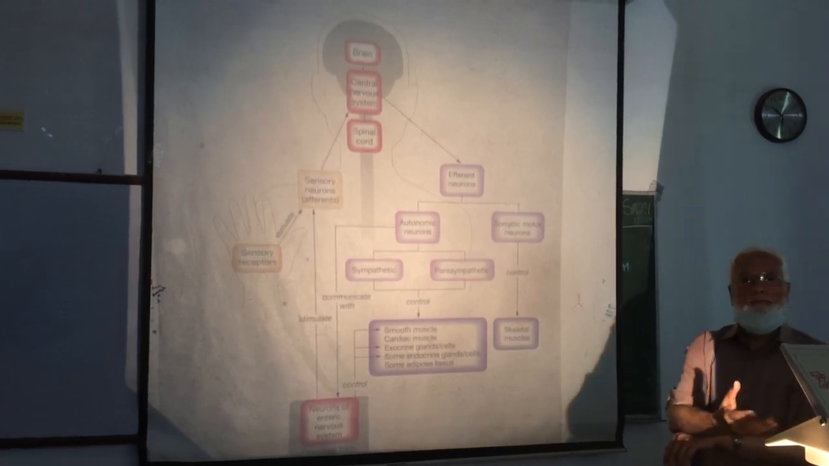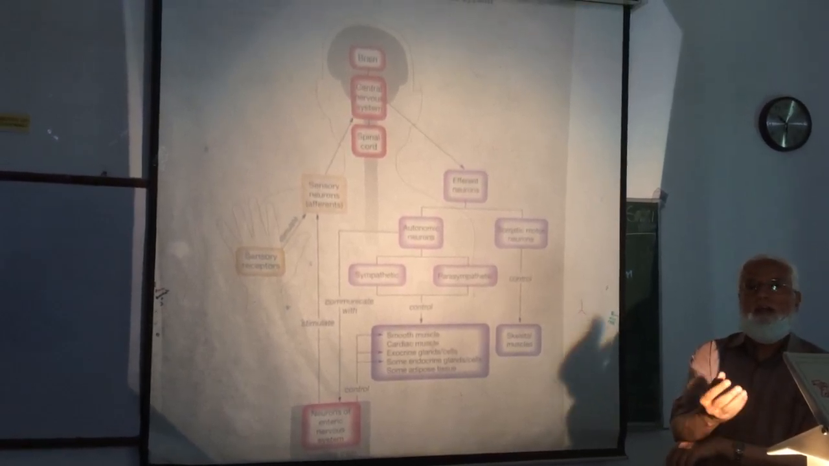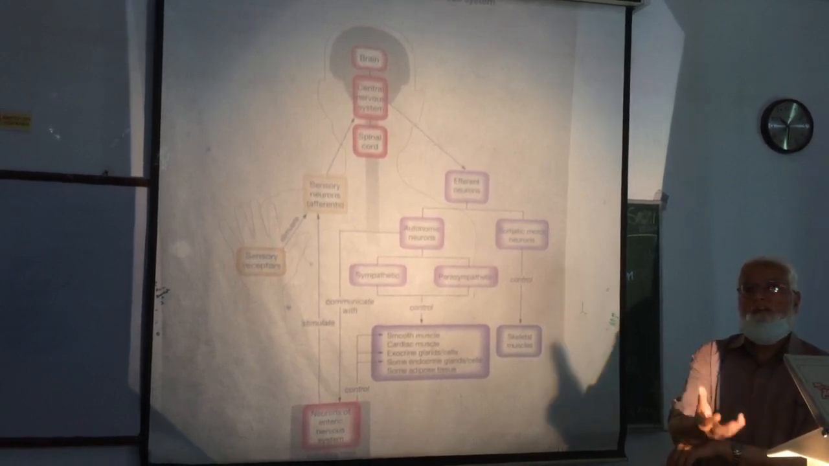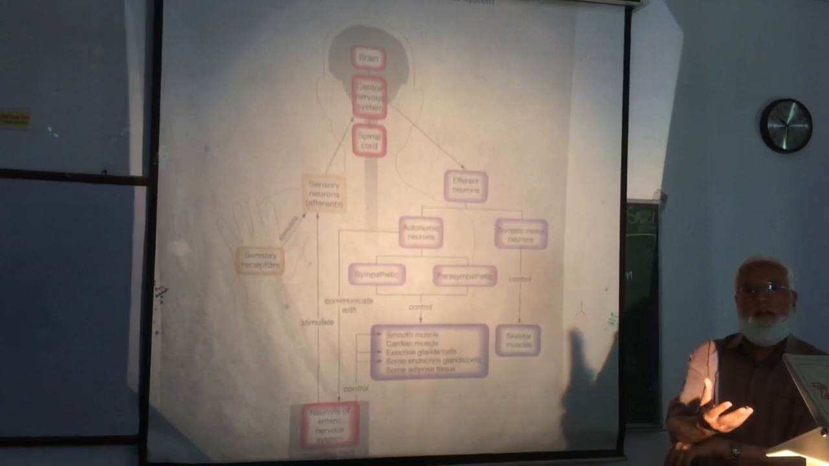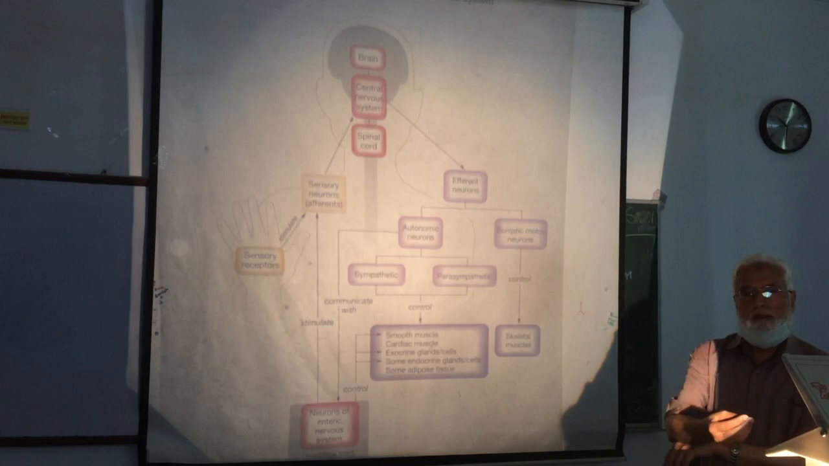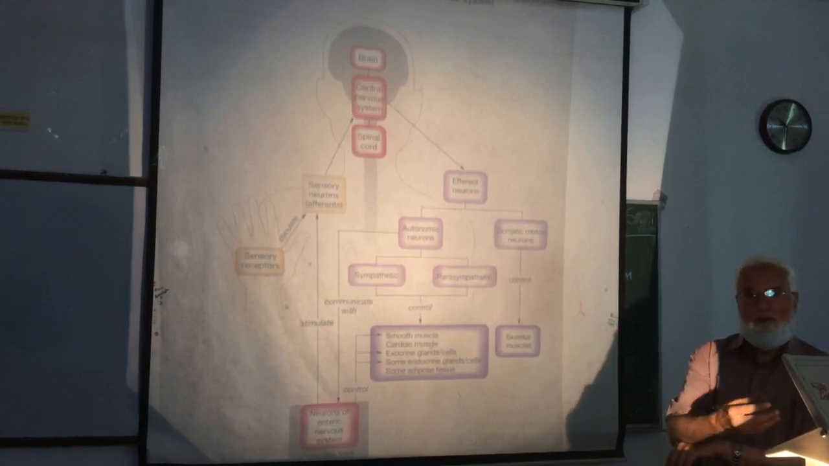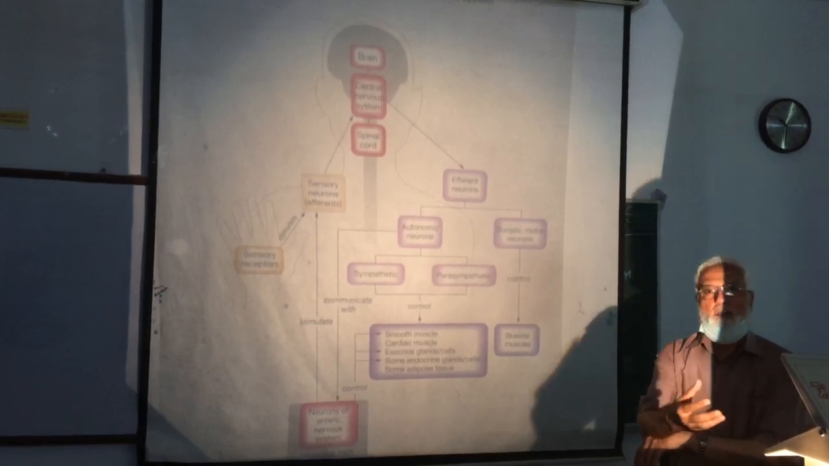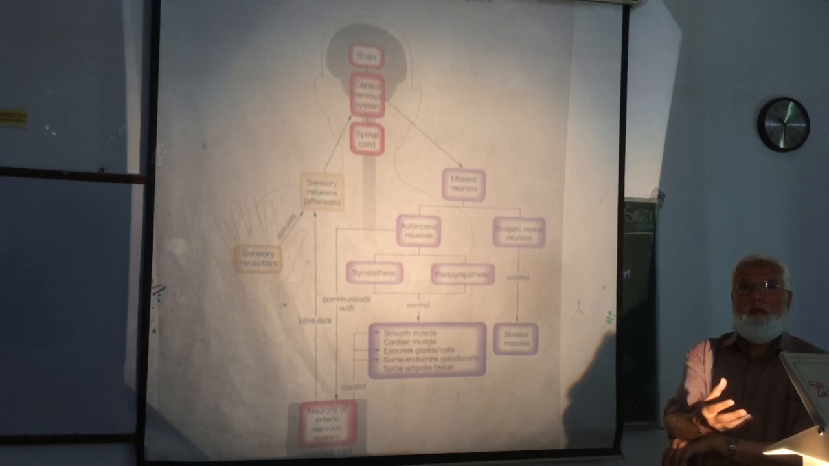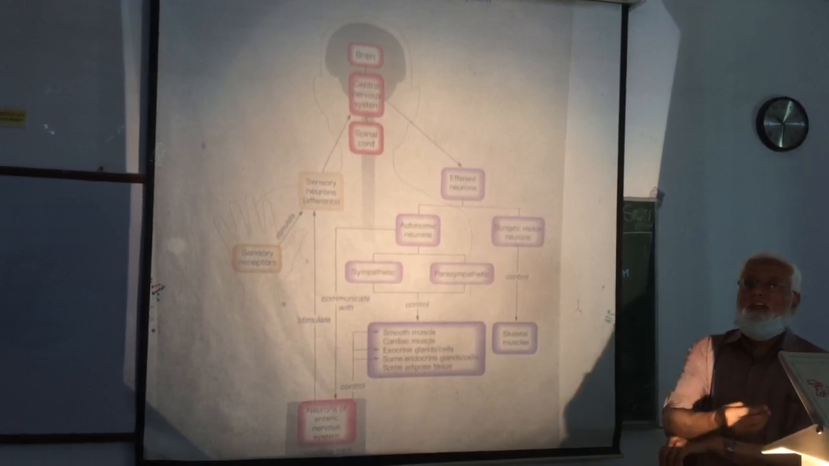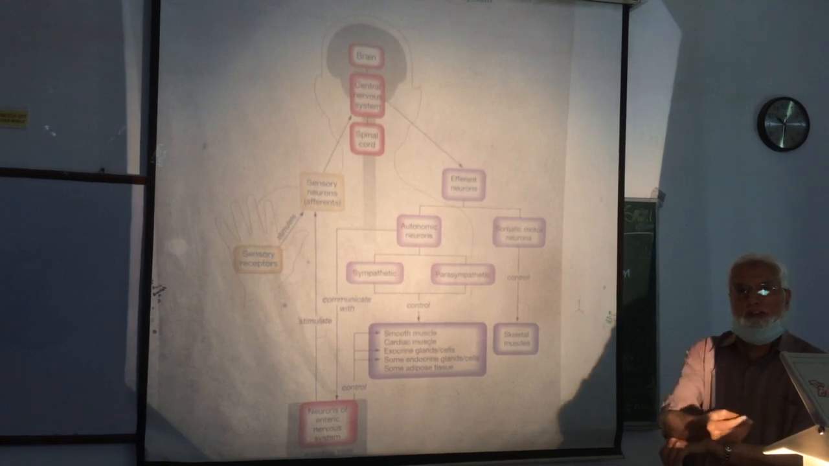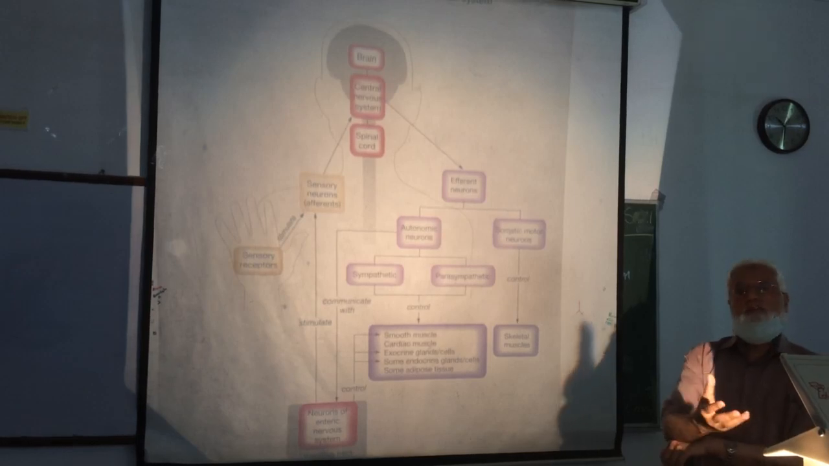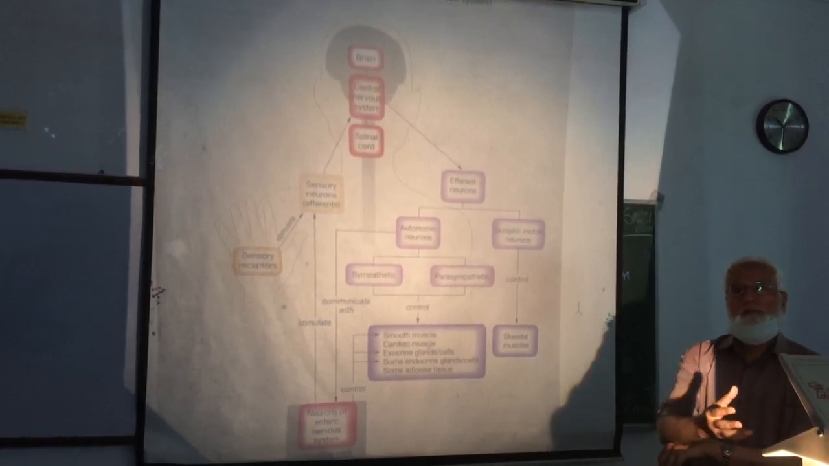Brain is enclosed in the skull, the cranium. And we know brain is covered by three meninges: the pia mater, arachnoid matter, and the dura matter. These are the meninges covering the brain. CSF, cerebrospinal fluid, is present in the subarachnoid space.